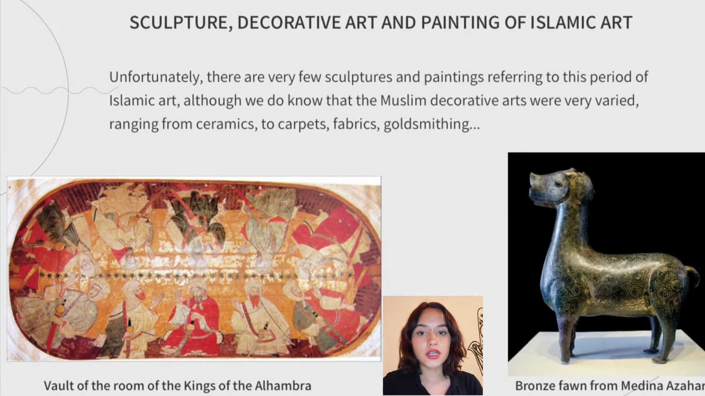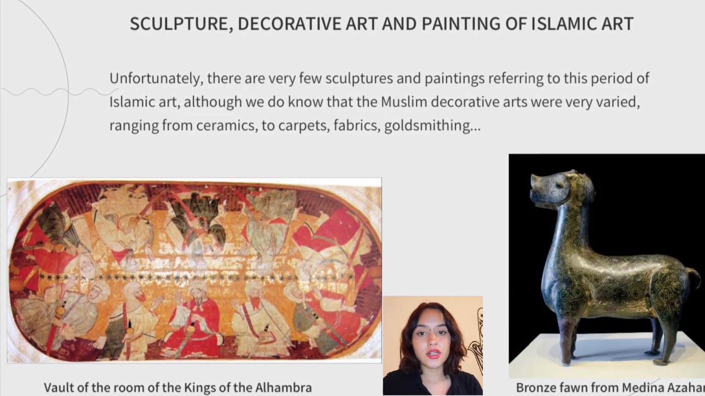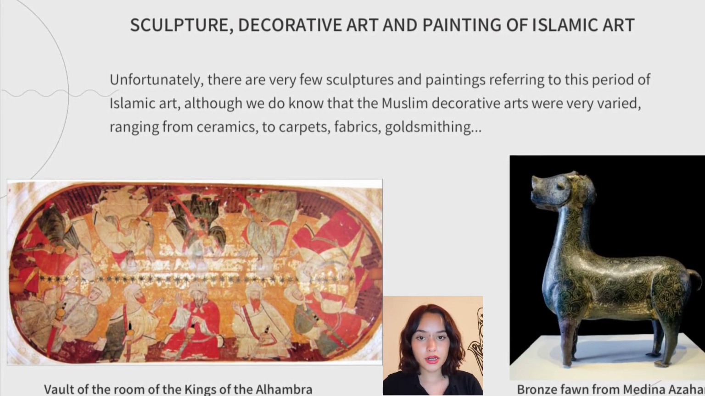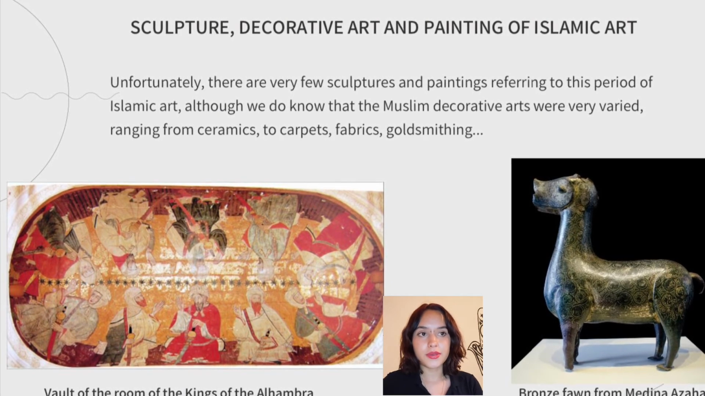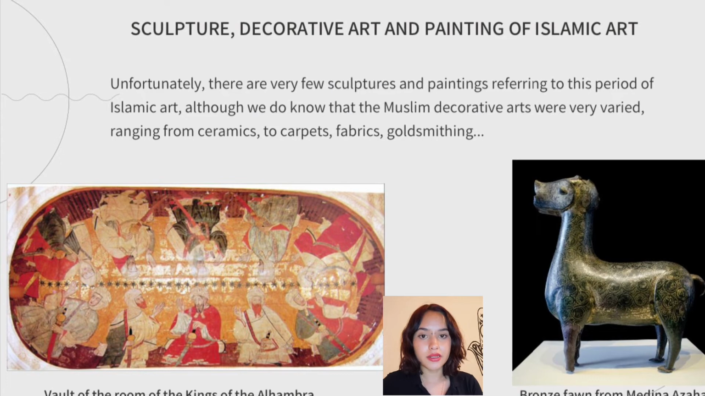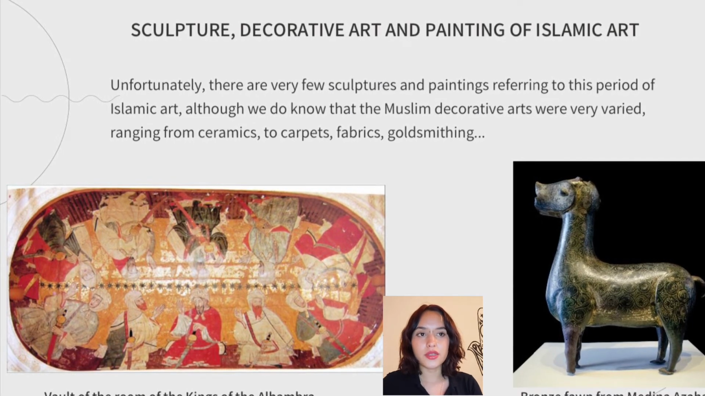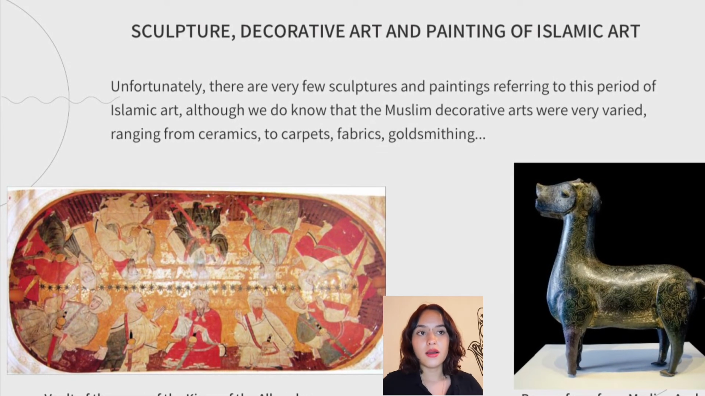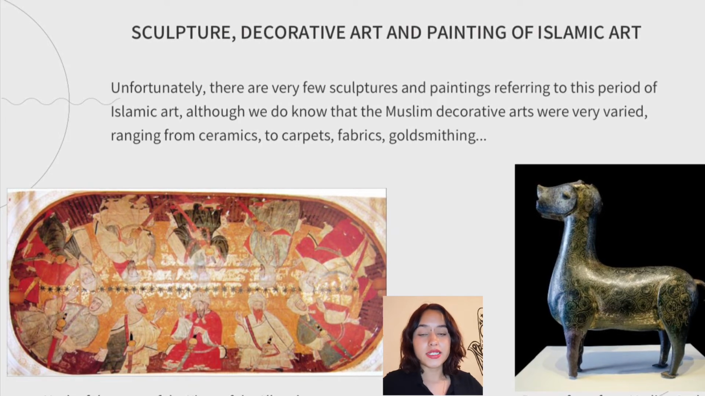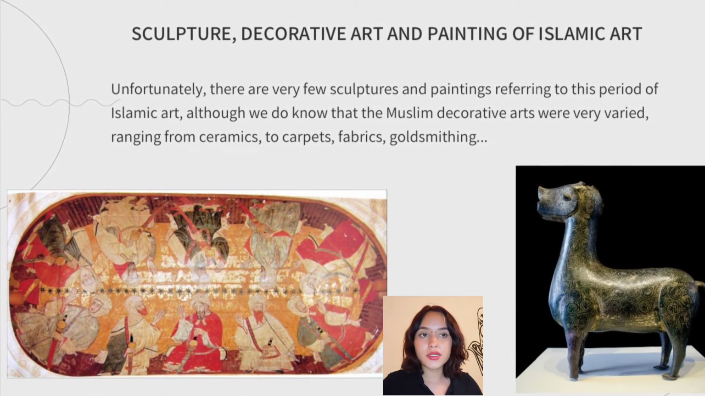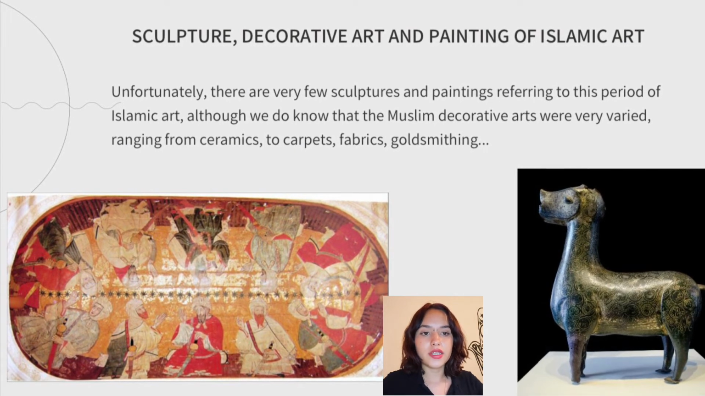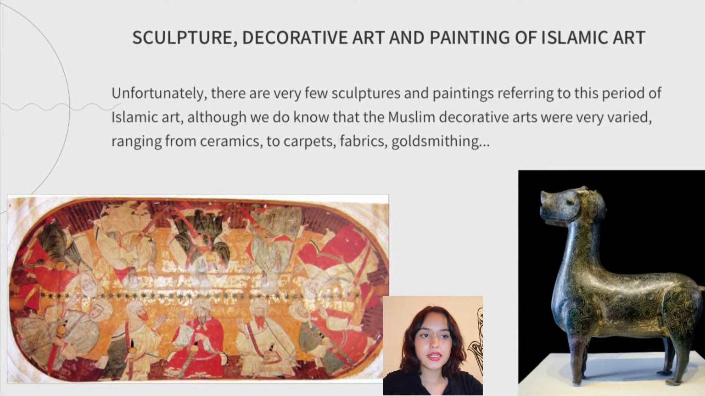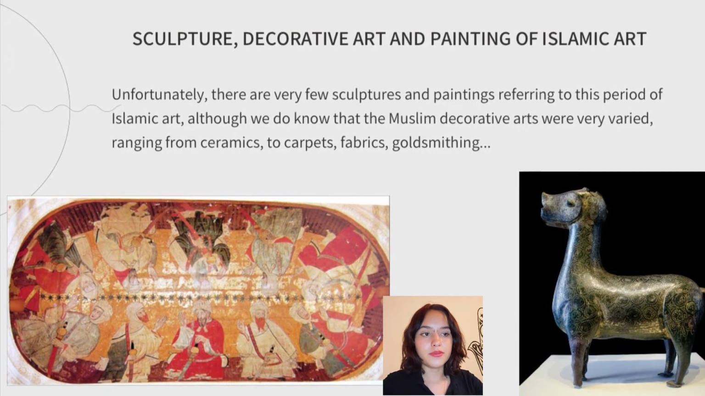Now I am going to talk to you about the sculpture, decorative art, and painting of Islamic art. Unfortunately, there are very few sculptures and paintings referring to this period of Islamic art, although we do know that Muslim decorative art was very varied, ranging from ceramics to carpets, fabrics, and goldsmithing. Here we have the vault of the Room of the Kings of the Alhambra, and next we have the bronze found in Medina Azahara.